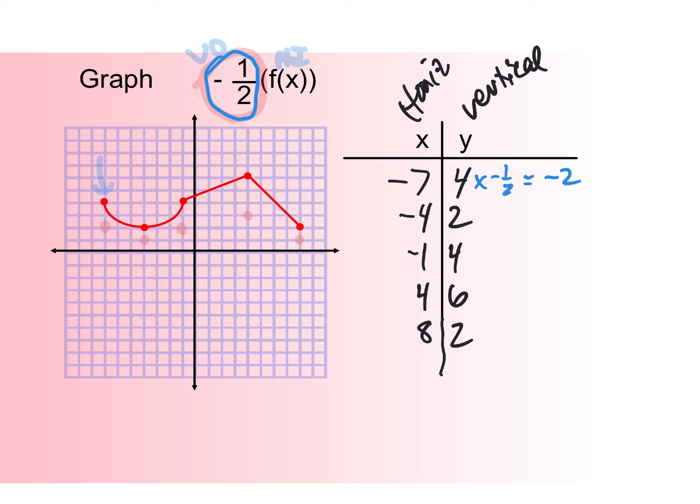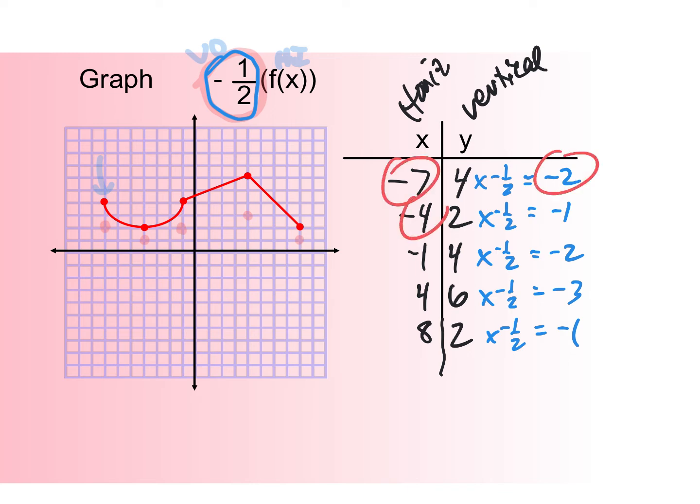And I get negative 2 for this one. Multiply by negative 1/2. And I get negative 1 for this one. Multiply by negative 1/2. And I get negative 2 for that one. Multiply by negative 1/2. And I get negative 3. And multiply by negative 1/2. And I get negative 1. Do you get my new points? They would be this, comma this, this, comma this, this, comma this, this, comma this, and this, comma that. Do you get that way of doing it? That's the way I would recommend doing it on the test.